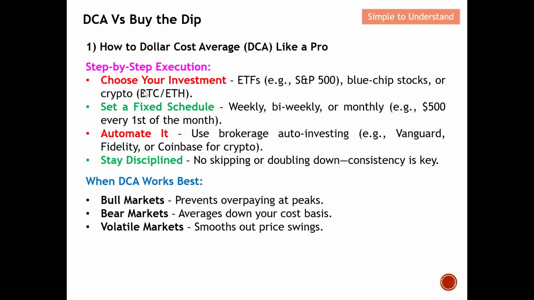After this, you probably need to set a fixed schedule. Don't overcommit. Make sure you are able to commit to this fixed schedule. The investment can be weekly, every 2 weeks, or monthly. For example, you can invest $500 on the very first day of the month. But for myself, I strongly urge that instead of $500 every month, you consider $100 in a weekly manner. As I mentioned, when we do DCA, it is to average out.